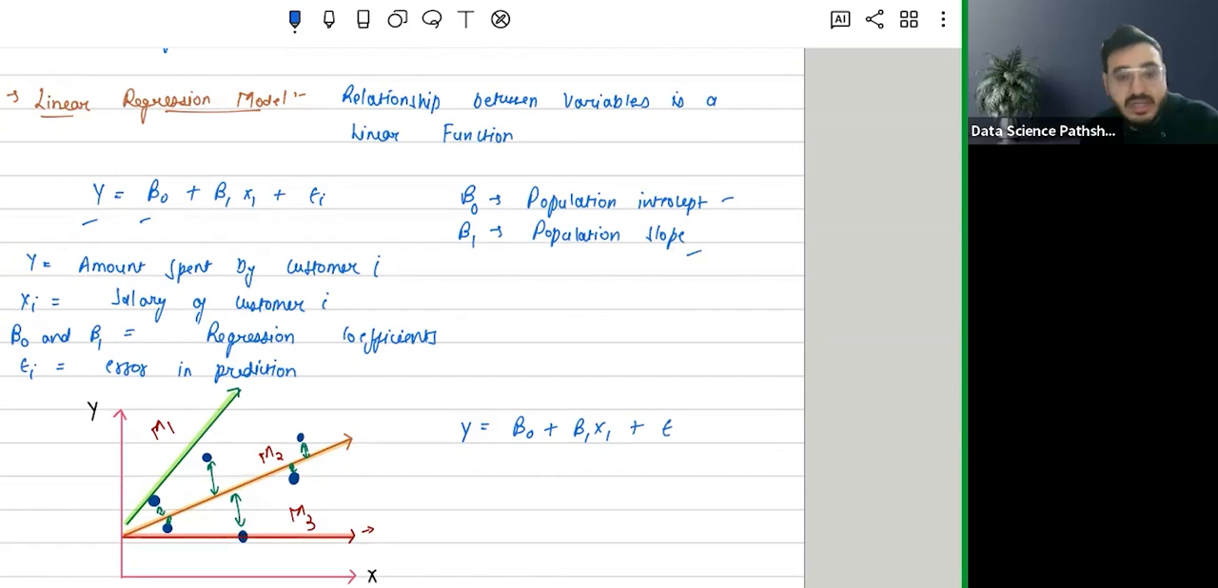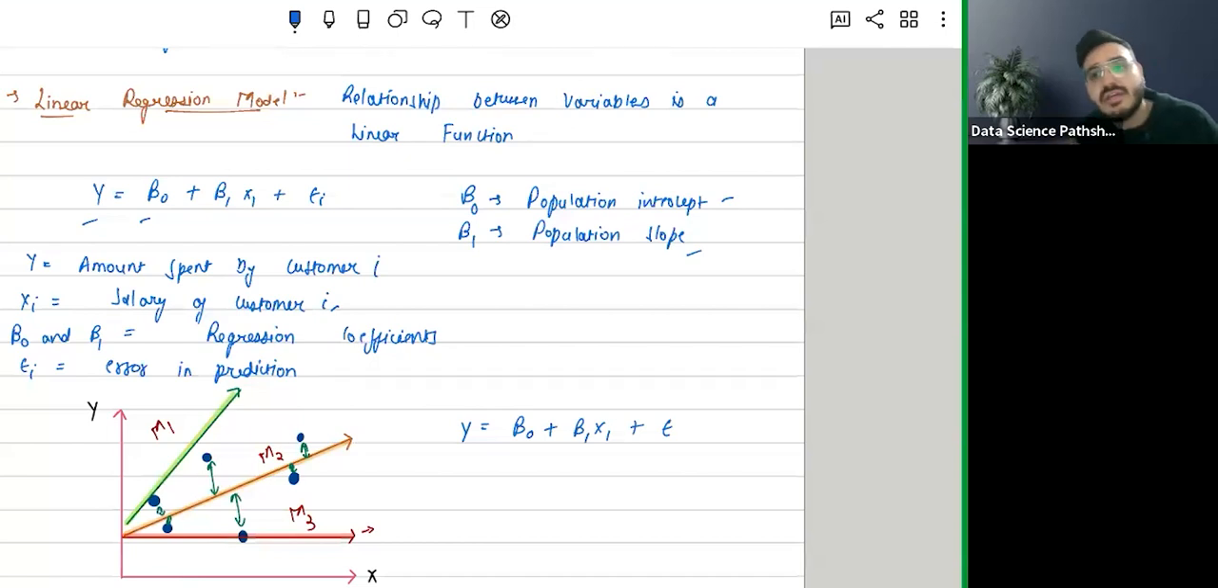And let's say we are trying to predict the amount spent by a customer based upon their salary, right? And beta 0 and beta 1 are known as regression coefficients. So how are we going to estimate these coefficients? So let's say these are the data points, various data points highlighted in circles.